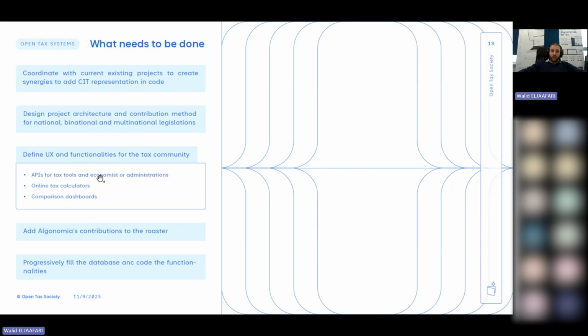There is also a UX to define because we don't want it to be accessible only to developers. We want any tax expert, even if not a developer, to be able to use any of these tax computations. And we also need to make them ready for automation within third-party software so that they can get access to the computation rules and insert them in the software's tax computations. So there are a lot of questions to ask with regard to design. We also have a lot of code representing some tax system computations that we would need to add to this roster that we already share in open source right now. And the idea after that is to progressively fill this database and add code and functionality.